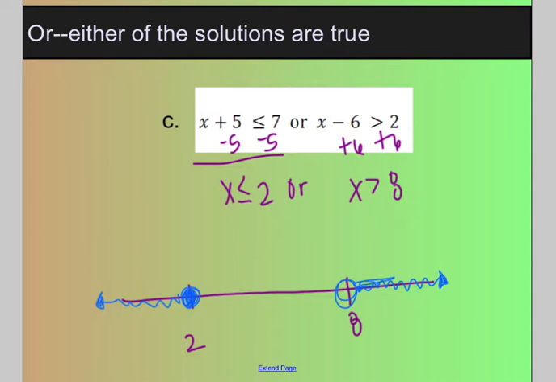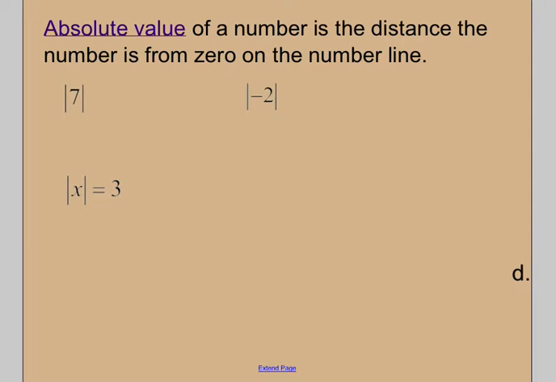We're going to go ahead and just move into absolute value equations. So if you have any questions on how to solve these compound inequalities, please make sure you write them down. And if you want to, you can pause the video and take a little break. Otherwise, we're going to go ahead and move on to absolute values.